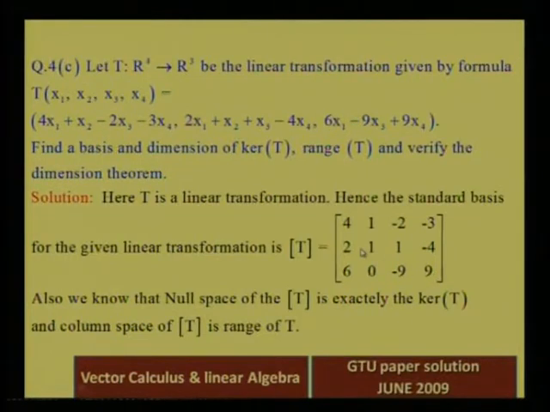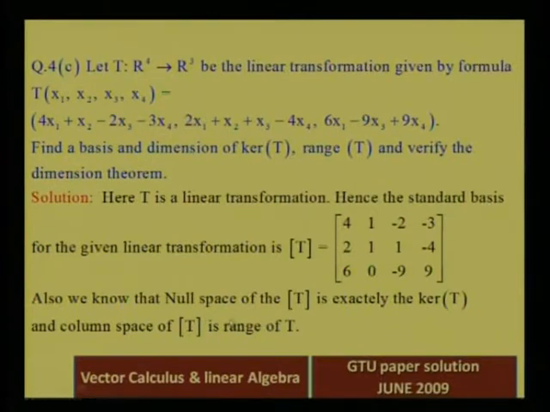Now this matrix is of size 3 cross 4 because our transformation is from R4 to R3. So in general, if your transformation T from Rn to Rm is a linear transformation, then your standard matrix is of size m cross n. The same situation happens here. Our transformation is from R4 to R3, and this is our standard matrix, which is of size 3 cross 4.